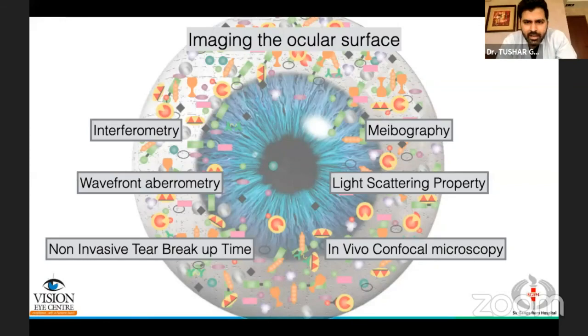I'll be dividing my presentation into 6 different modalities. These include interferometry, meibography, aberrometry, light scattering properties, non-invasive tear breakup time, and in vivo confocal microscopy.